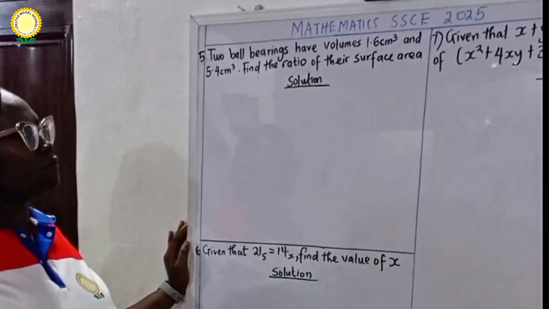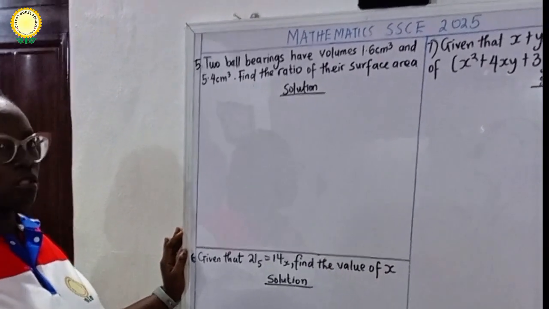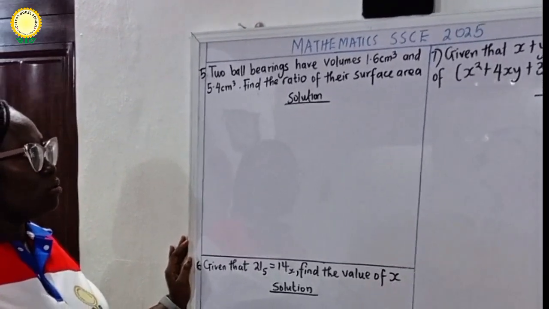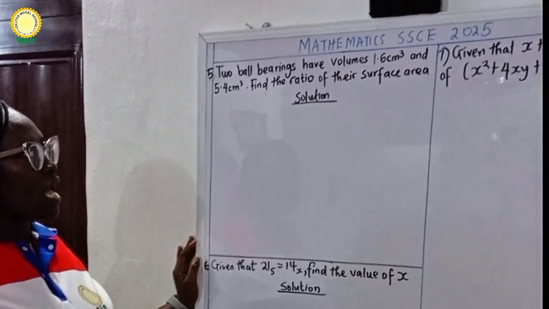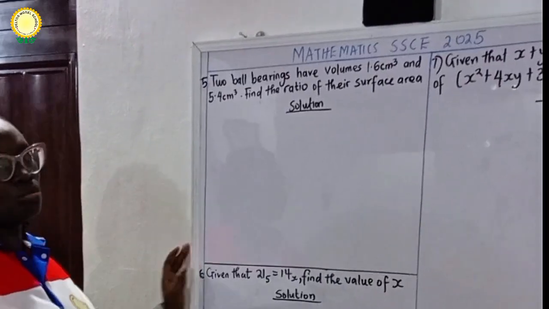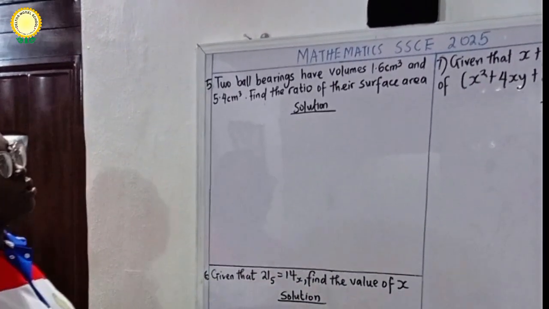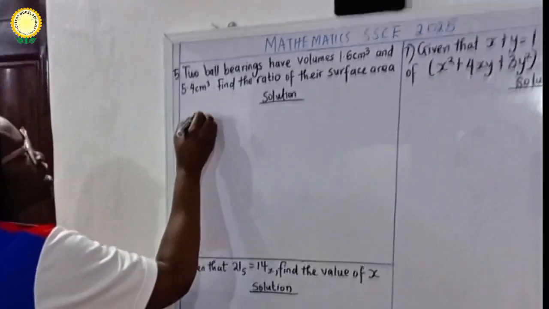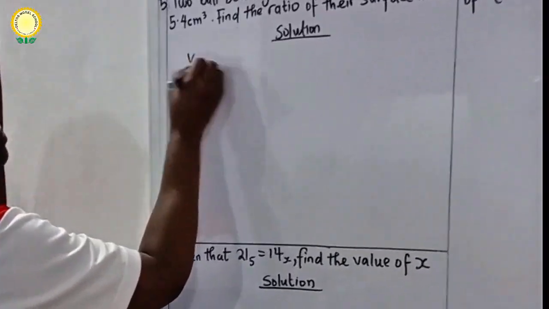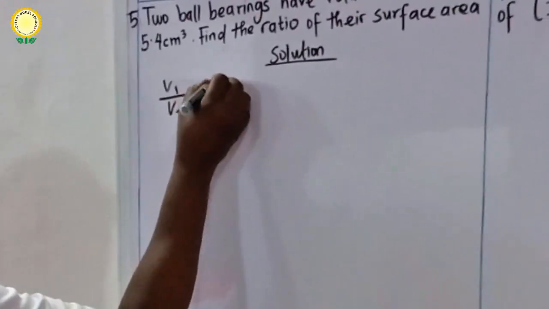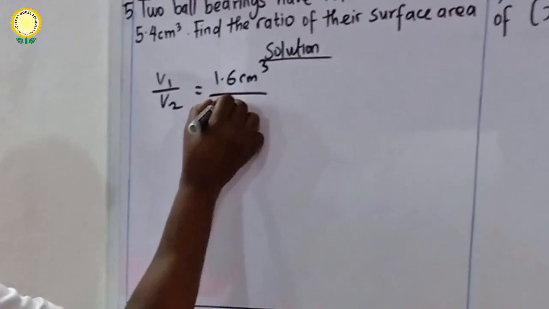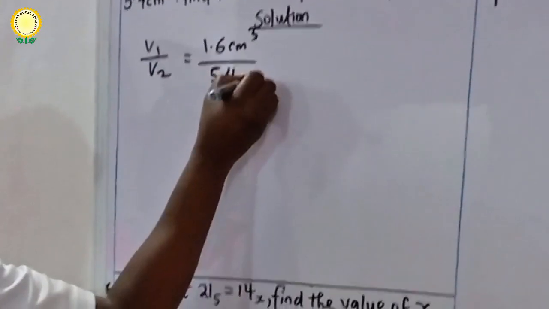Okay, so volumes have to do with cube, area has to do with square. So the volume is proportional to the cube of the radius, and the surface area is proportional to the square of the radius. So let's find the ratio of the volume. Okay, so we have V1 over V2 equals 1.6 cm³ over 5.4 cm³.